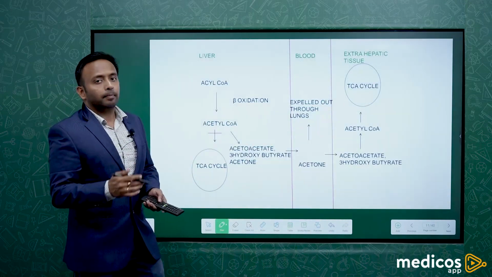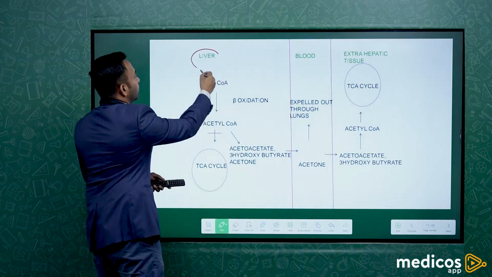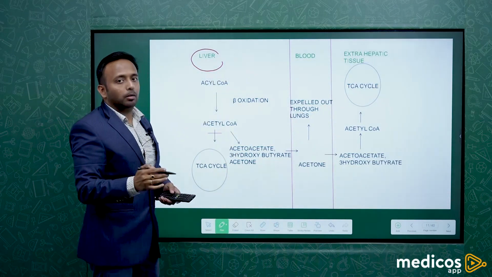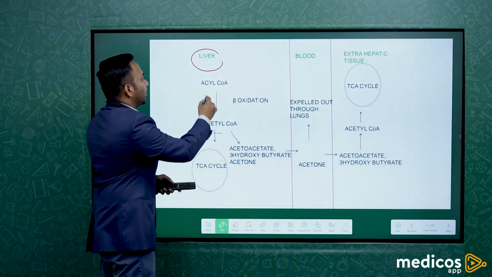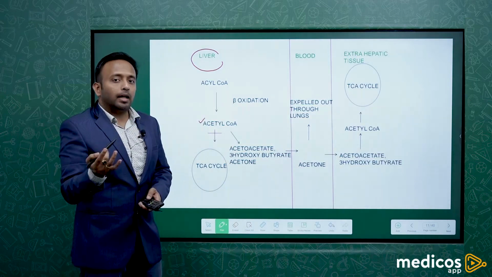And lastly, to summarize, we have the tissue where the ketone bodies are generated. I told you, the liver. How is it synthesizing? It is synthesizing from acetyl CoA. From where are we getting the acetyl CoA?